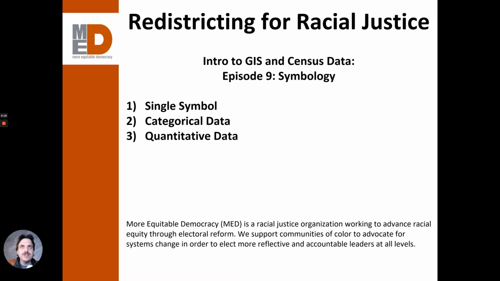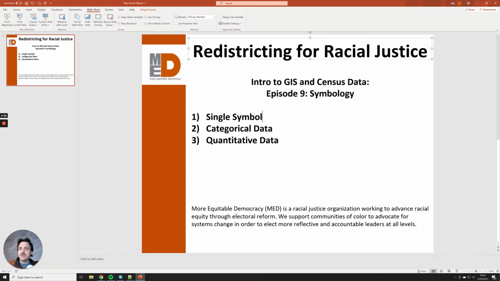In this episode, we're going to talk about symbology, which is just a fancy way of saying we're going to start coloring our map. And we're going to learn 3 different ways of doing this. The first way being single symbols, then we're going to look at categorical data, and then finally quantitative data. So let's go ahead and pick up from where we left off.